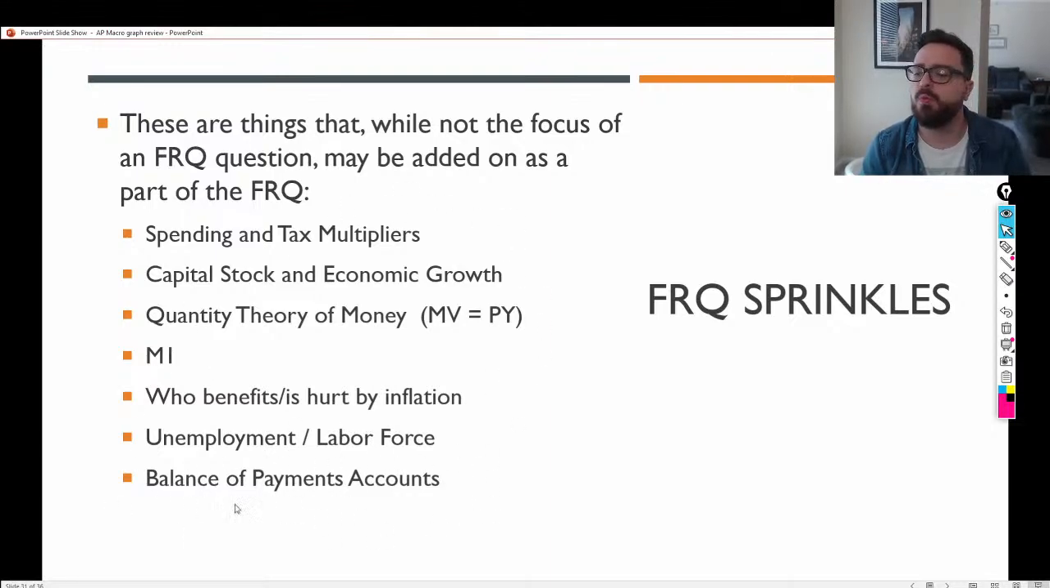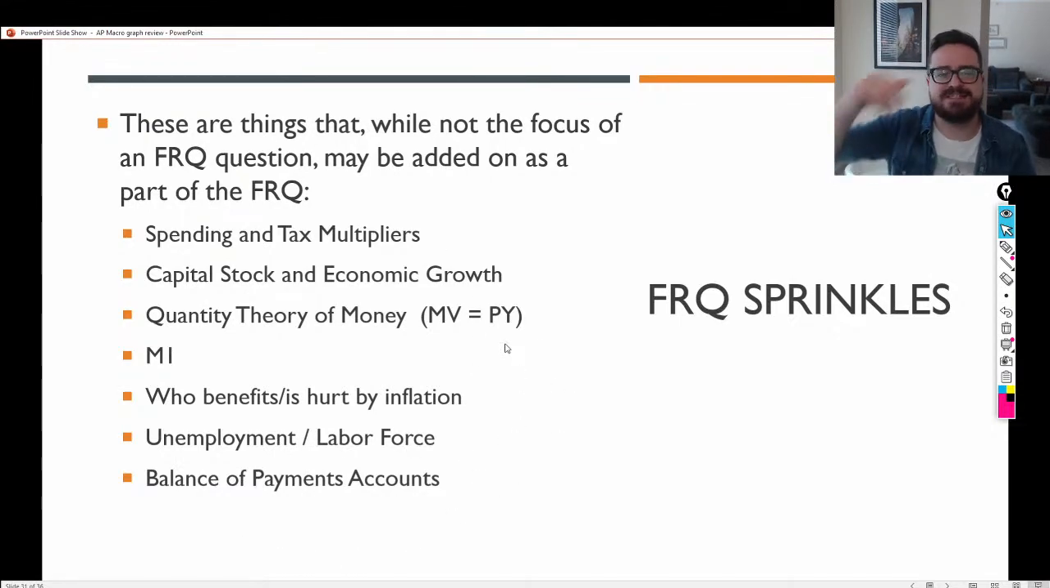These are all things that won't be the focus of an FRQ. I've seen these last two be like half of an FRQ before each, where half of the FRQ was doing unemployment rate and labor force participation rate. Half of one of the FRQs was, is this recorded in the current or the financial account. They've snuck in there as surprise weird things, but know what those are. For balance of payments accounts, know that they offset and know what's recorded in each. For unemployment and labor force, know the formulas, know who's unemployed and who's not.